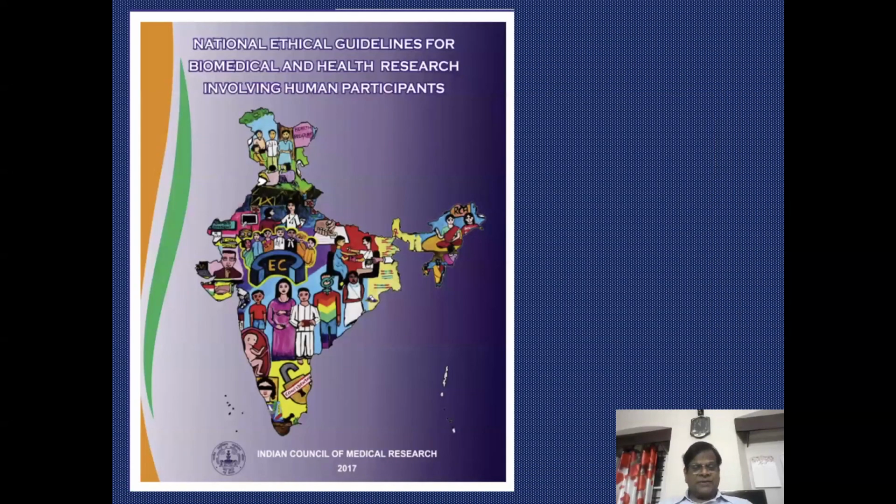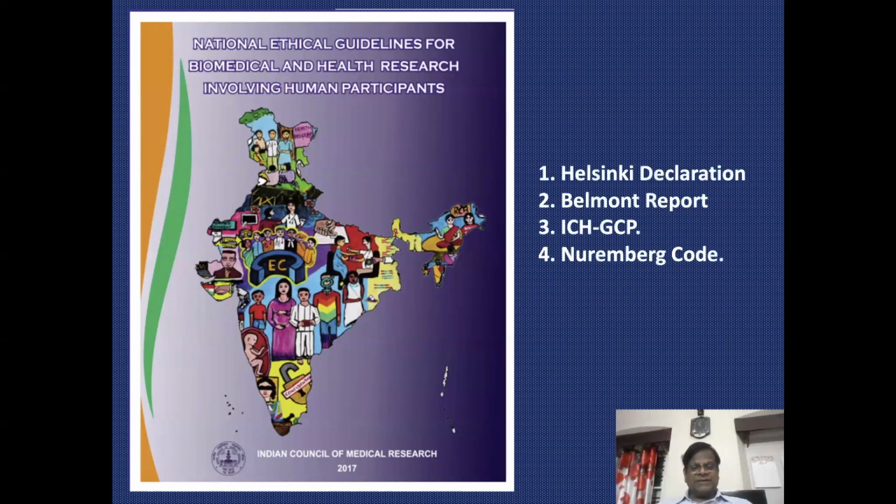In India, we follow the National Ethical Guidelines for Biomedical and Health Research Involving Human Participants by the ICMR, which was published in 2017, or rather updated in 2017. There are many other guidelines: the Helsinki Declaration, the Belmont Report, the GCP guidelines, the Nuremberg Code, etc. But for us, the most important and comprehensive one in India is definitely the National Ethical Guidelines. This is a book which every researcher should possess and adhere to.